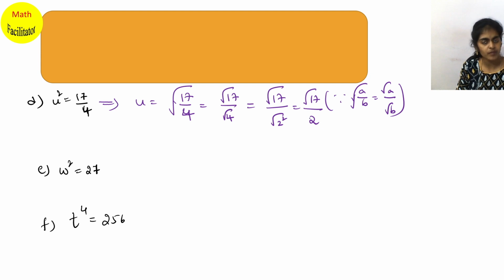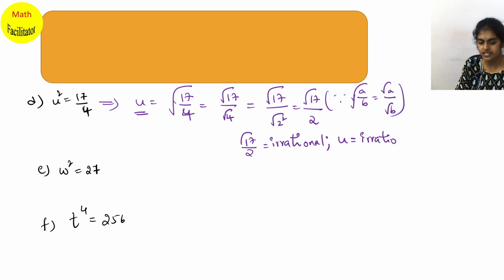Root 17 is an irrational number. An irrational number divided by a rational number, as we learned in earlier classes, becomes an irrational number. So root 17 by 2 is an irrational number. U is only root 17 by 2, so u is also an irrational number. Clear with this? Let's see the next one.